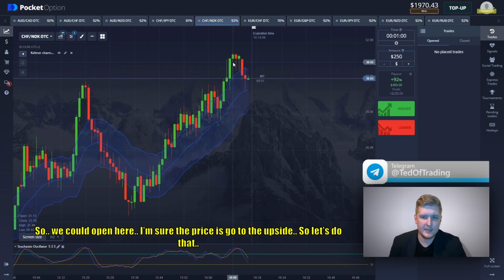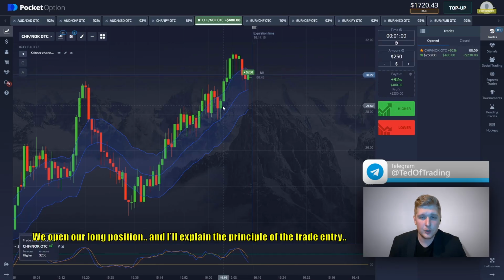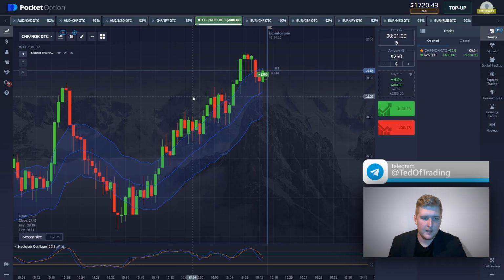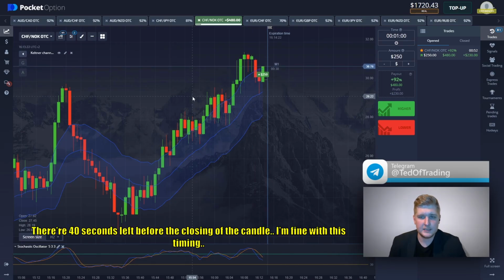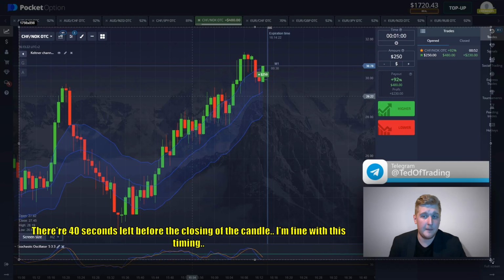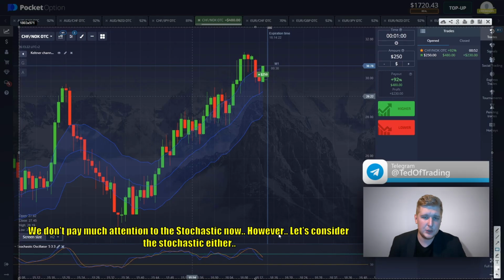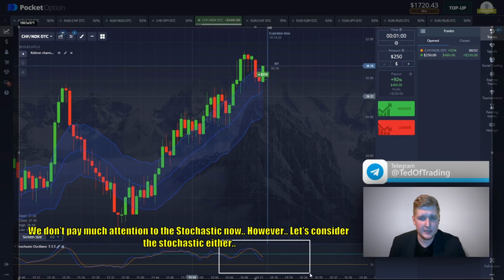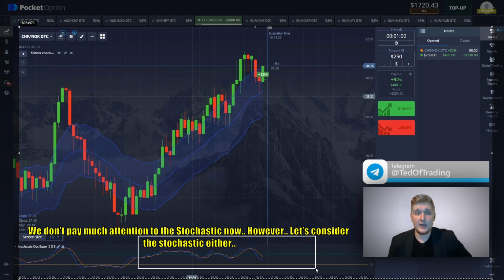So we could open here. I'm sure the price will go to the upside, so let's do that. We open our long position and I'll explain the principle of trade entry. There are 40 seconds left before the closing of the candle. I'm fine with this timing. We don't pay much attention to the stochastic now. However, let's consider the stochastic either.